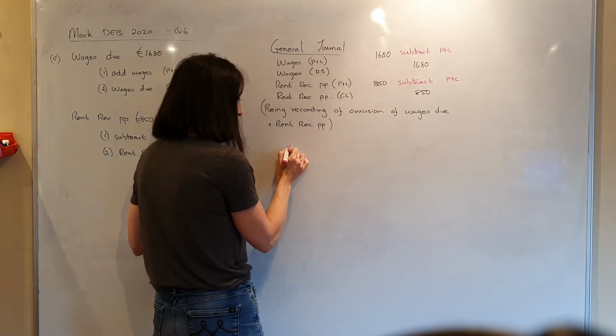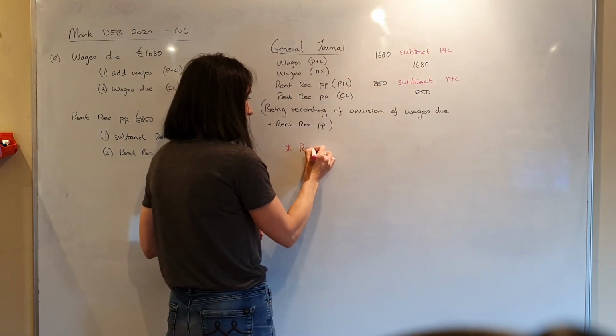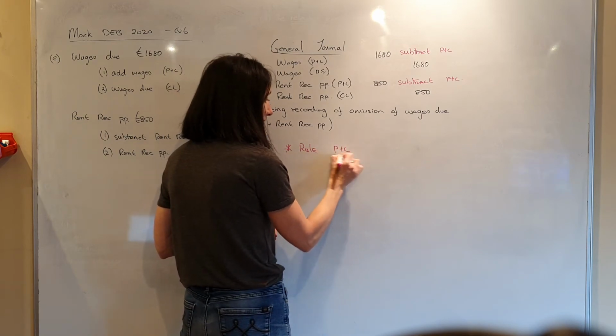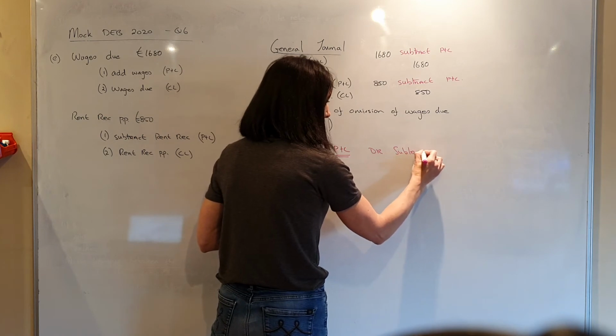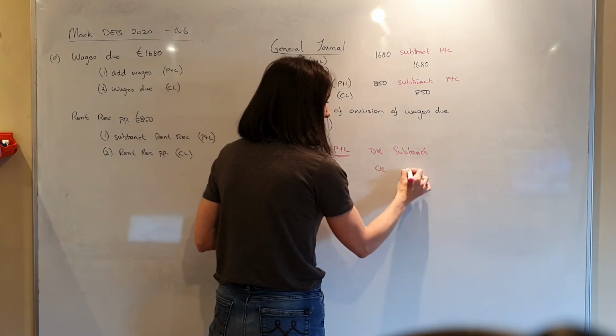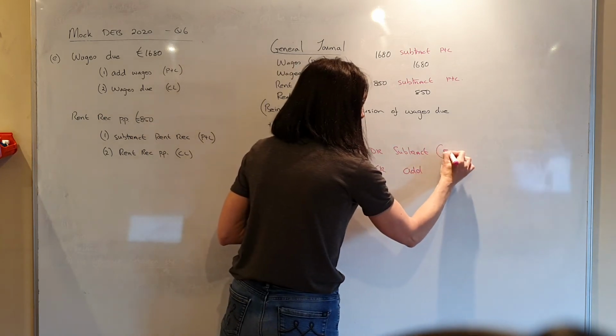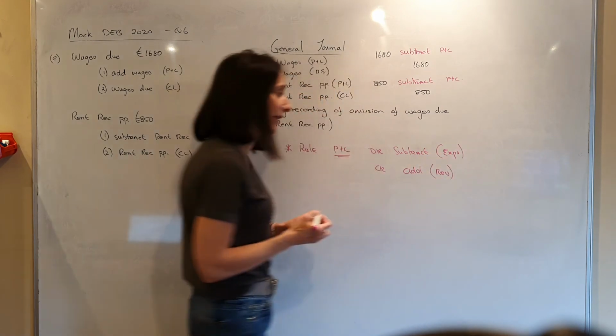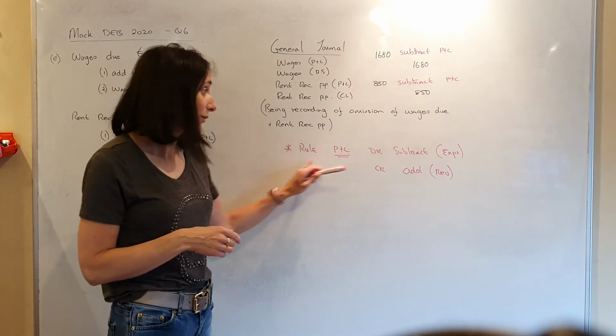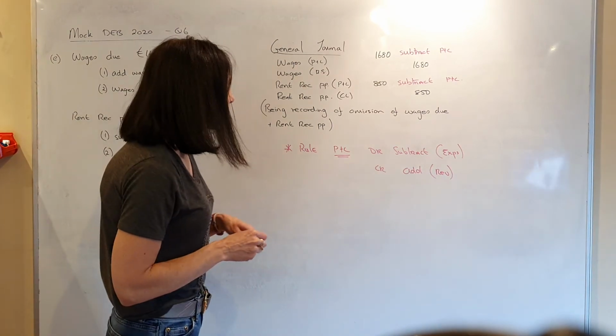Now just a little rule if you want to learn it. When doing your profit and loss, if it's on the debit, subtract, and if it's on the credit, add. Why? Because expenses are on the debit and revenue is on the credit. So if you're not sure, that rule will help you do your profit and loss.